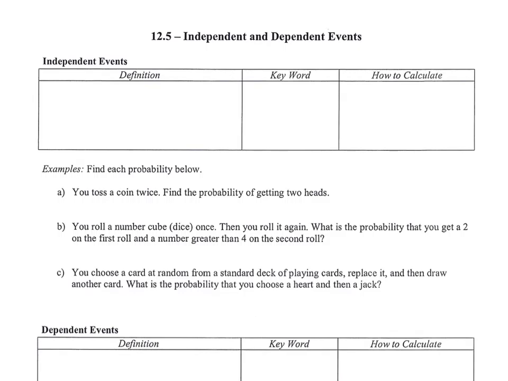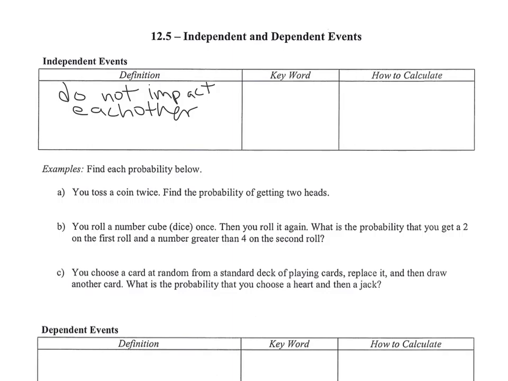In probability, there are independent and dependent events. Independent events are events that do not impact each other. So to tell if something is an independent event, you have to think about, if I do this event, will it affect the outcome of the other event.